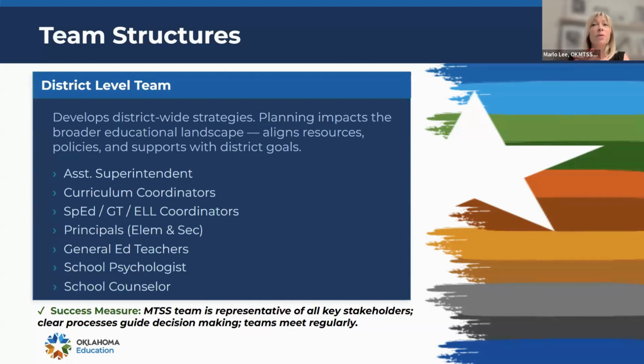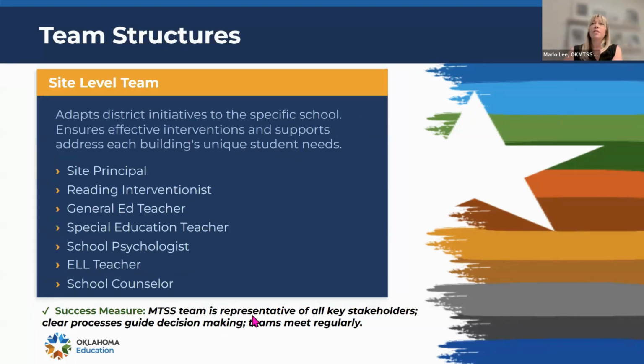Usually it's made up of superintendents, assistant superintendents, curriculum coordinators, if you are a bigger school and you have that. Maybe someone from your special ed, EL, principals, you want your site-based principals, a general ed teacher, school psychologist. If you have one full-time school psychologist and a counselor, that would be awesome. I know a lot of the districts in Oklahoma, we don't have full-time, we contract out, but if you do, that would be amazing. So let's move on to the next team.